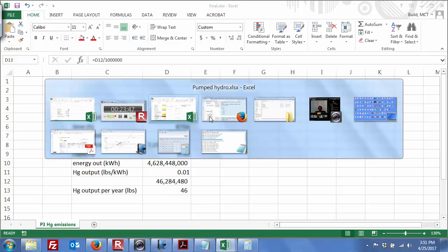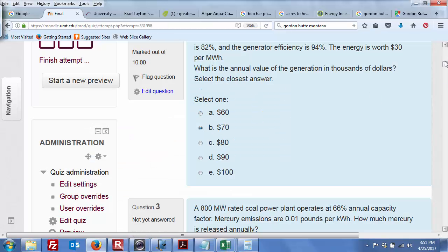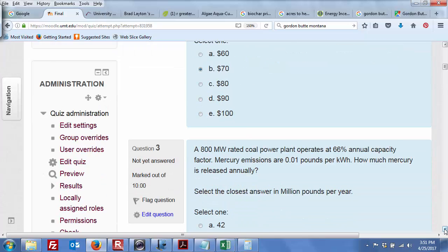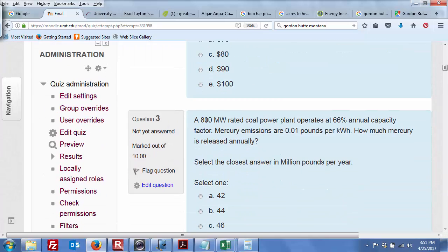Okay, so let's go back to the problem statement. Is this even close to correct? 800 megawatts, so this is only about maybe a third the size of Colstrip. Colstrip is 2.2 gigawatts, 2,200 megawatts. And it's operating at 66% annual capacity.